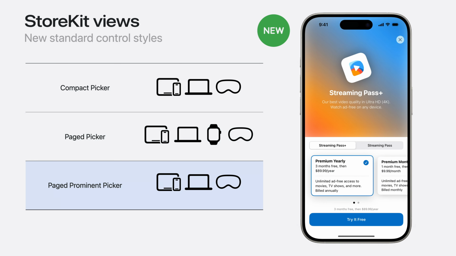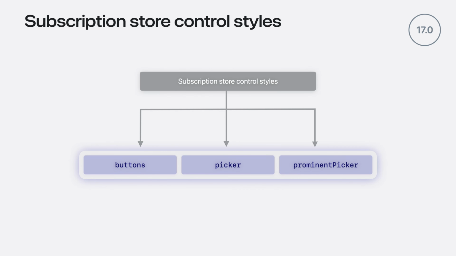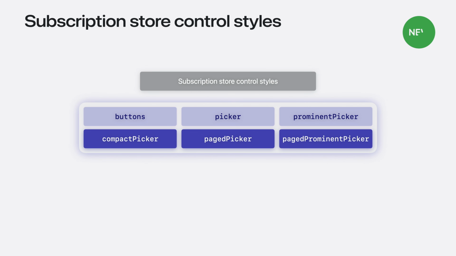Last is the page prominent picker style. This style is most similar to the page picker style, but adds a prominent border and scale effect to the selected subscription option. These new styles are great for reducing the usage of vertical space. This is ideal when you're merchandising just a few subscription plans and you want to reserve some space in your store for other important design elements, such as your marketing content. The addition of these control styles increases the total number of standard styles you can choose from 3 to 6.